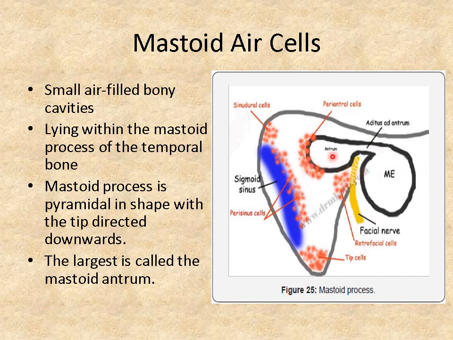Other groups of cells exist, and they are named according to their location. Behind the mastoid antrum there are the periantral cells. Here this is the sigmoid sinus, and so this group is called the perisinus cells. At the tip we find the tip cells. Behind the facial nerve, retrofacial cells, and another group in between the dura and the sigmoid sinus, called sinodural cells.